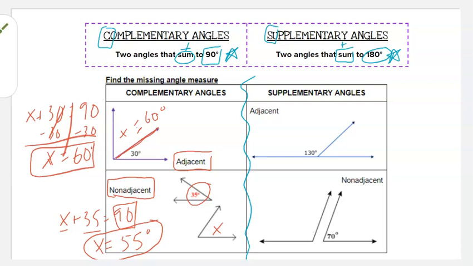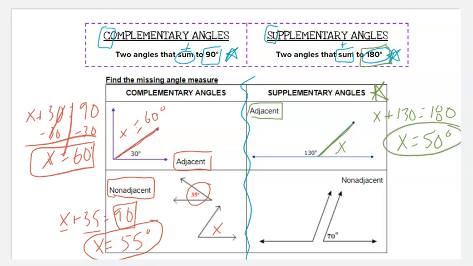Now if we go over to our supplementary angles, again, these are going to sum to 180. So we have our adjacent example. They share this side, so we have angle X plus 130 equals 180 because they sum to 180 when they're supplementary. So we can solve for X, subtract 130, and we get 50 degrees.